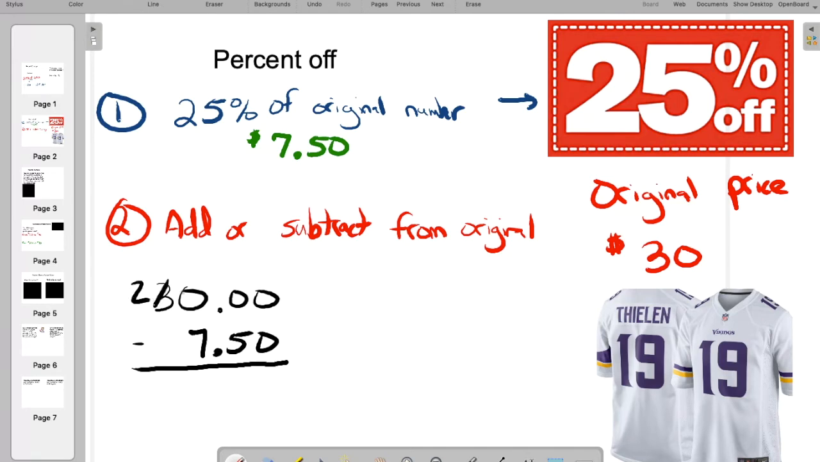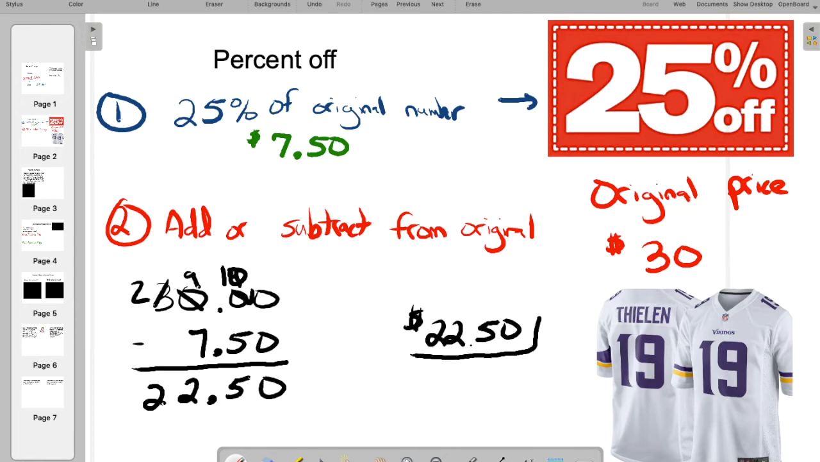We have a ton of borrowing here. Oops, that's not right. There we go. So 0, 5, 2 in the ones place. Here we go. So the jersey now costs $22.50.